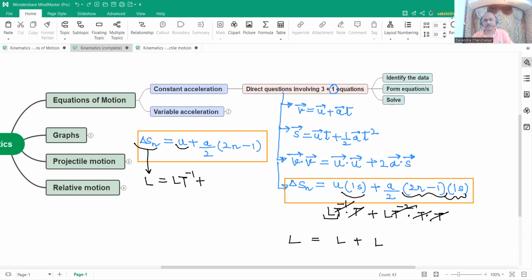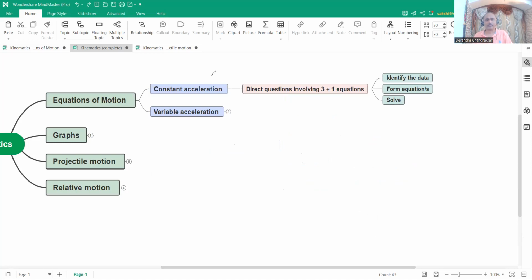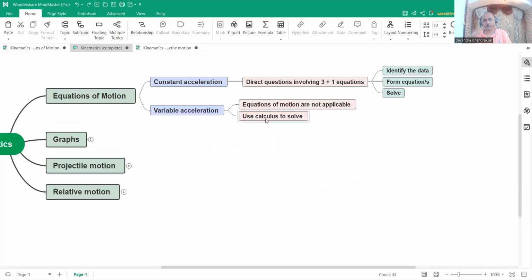So these are the four equations based on which the questions will be asked. I am recording these sessions. You will be getting the access to these sessions, so don't worry about it. Now comes what happens when there is a variable acceleration. So equations of motion are not applicable. We will use calculus to solve. Okay. So let's see. Now all of you are okay with this, or you need some more explanation? Please tell yes or no.